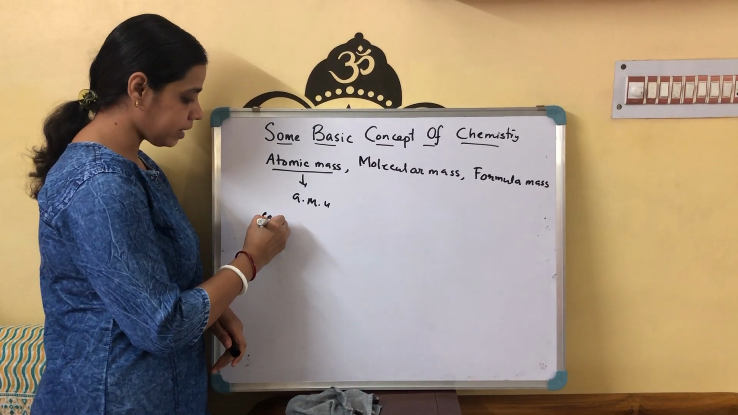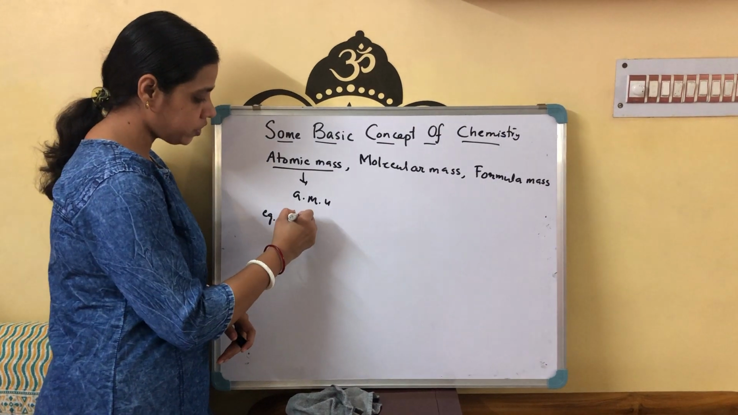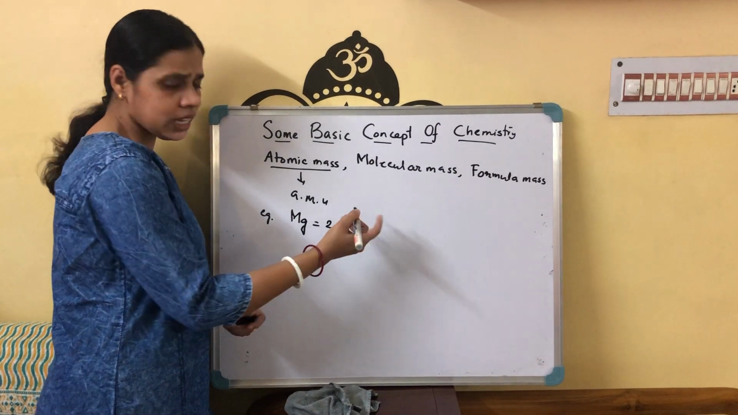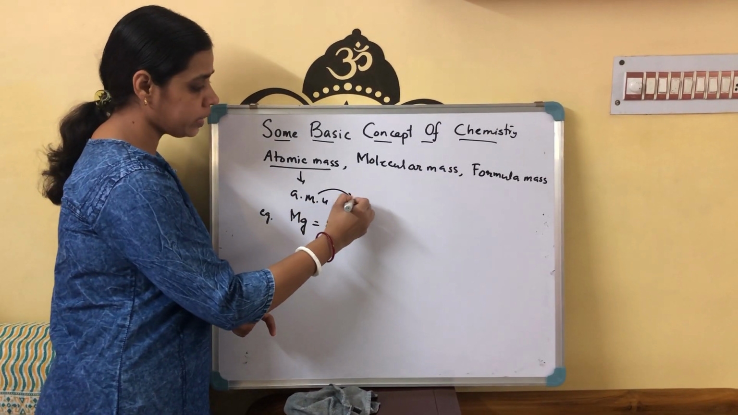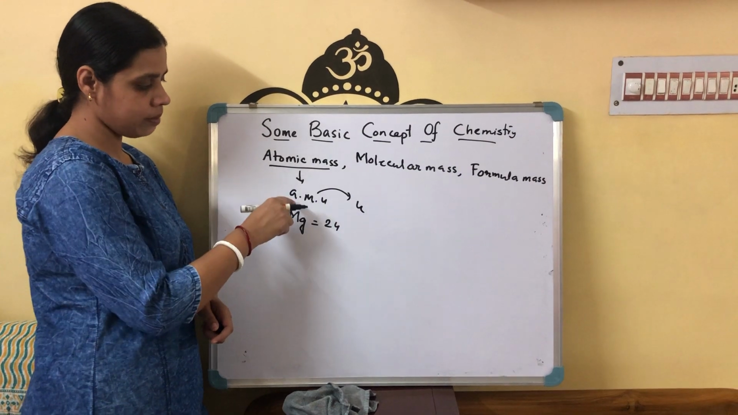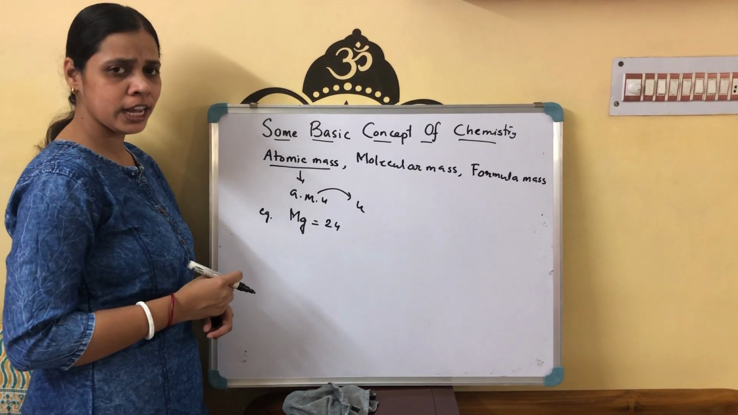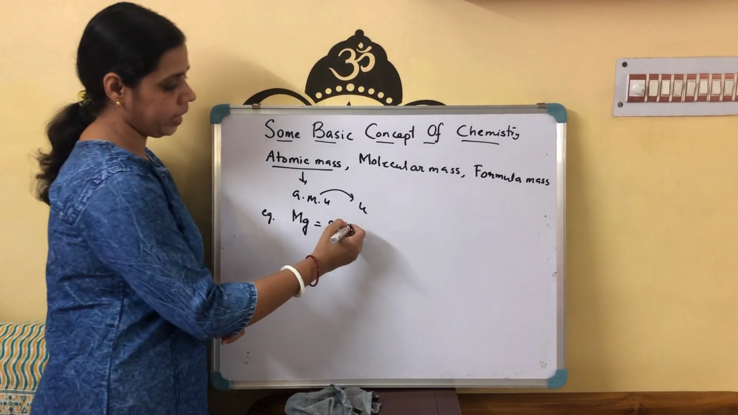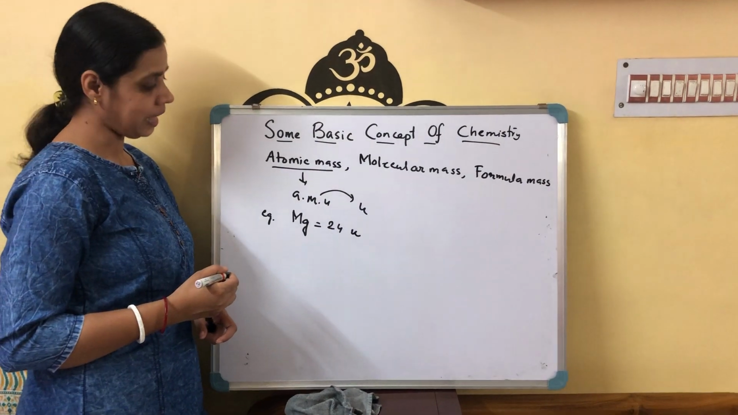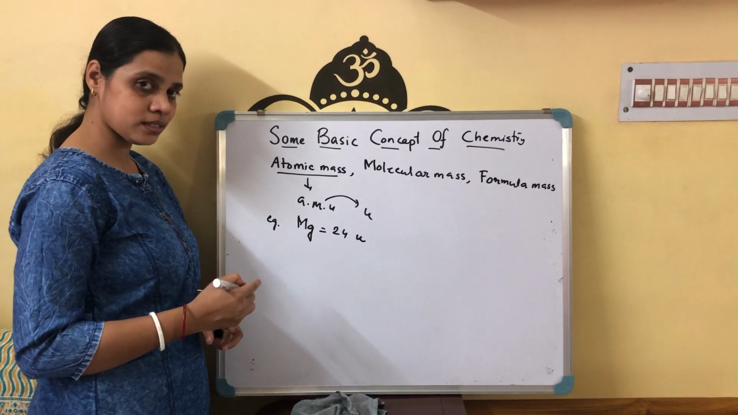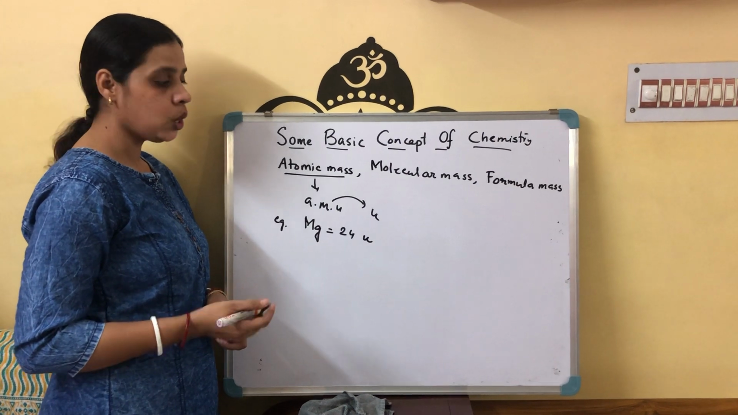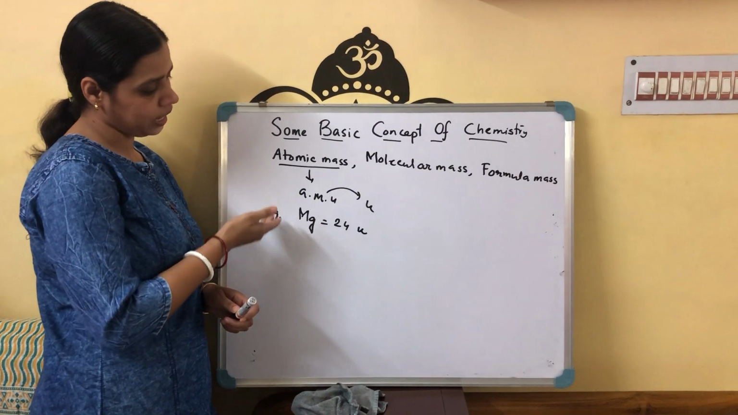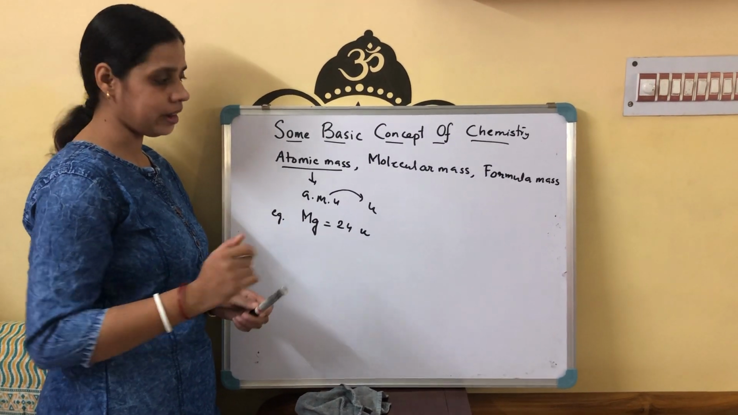For example, if we take magnesium, you know magnesium has atomic mass 24. You either write AMU or you can write U also. Now, this AMU is changed into U. This U is called unified mass. So, in case of magnesium, we can write the atomic mass of magnesium is 24 U. That means one atom of magnesium is 24 times heavier than 1/12th the mass of a C12 atom. So in this way, we can calculate the atomic mass of magnesium, sodium, etc.